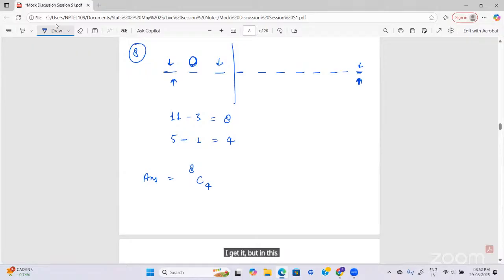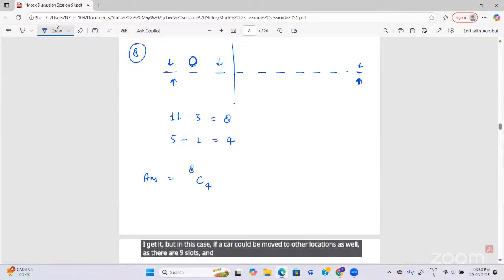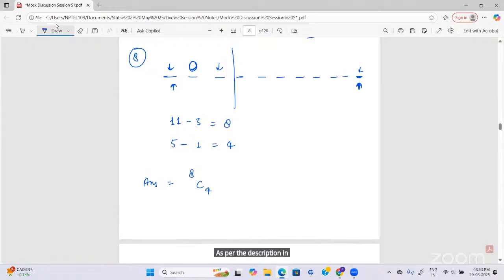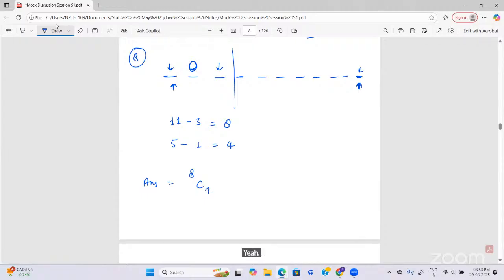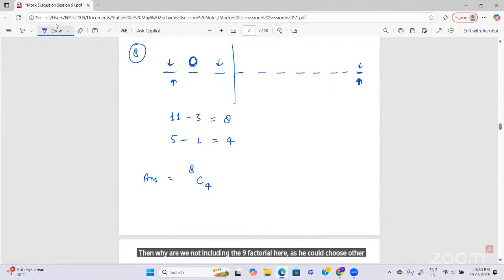I get it. But in this case, the car could be moved to other locations as well, as there are 9 slots and he could park in any of the 9. As per the description in the question, it should be 8 choose 4 multiplied by 9 factorial, because this spot can change. Yeah, the position of John's car can be changed. That is okay. So I think, ma'am, 9C4 will come. Why are we not including the 9 factorial here, as he could choose other spots as well, and then the scenario will change?